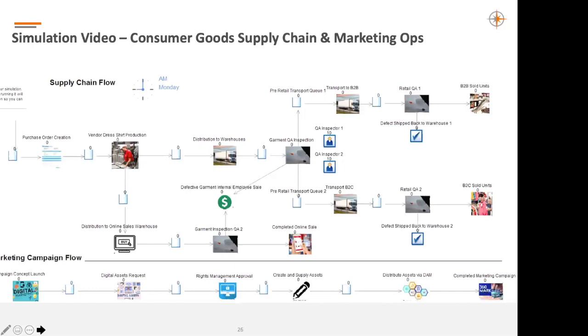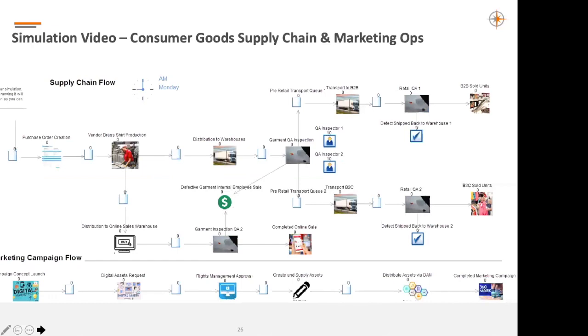So simulation can also be applied to those processes in marketing to make sure that you're creating your digital assets, going through rights management, and distributing those assets, whether it's to the end retail stores, or even sending to a printer to advertise a buy one get one free for the shirts. That those hit at the same time the actual apparel, in this case shirts, gets delivered to the stores. So it's useful for the marketing ops as well. In fact, you can aggregate the two together.